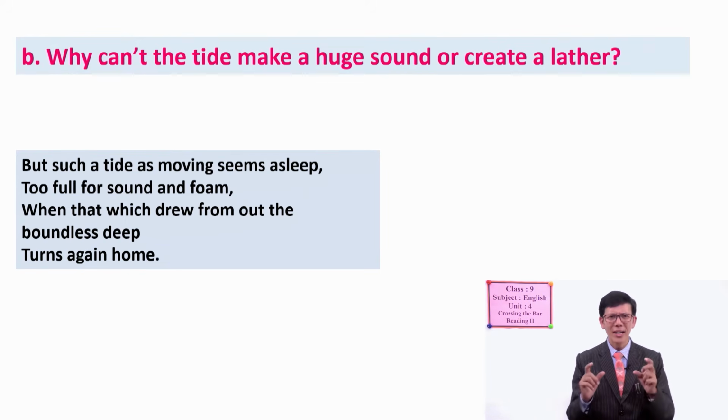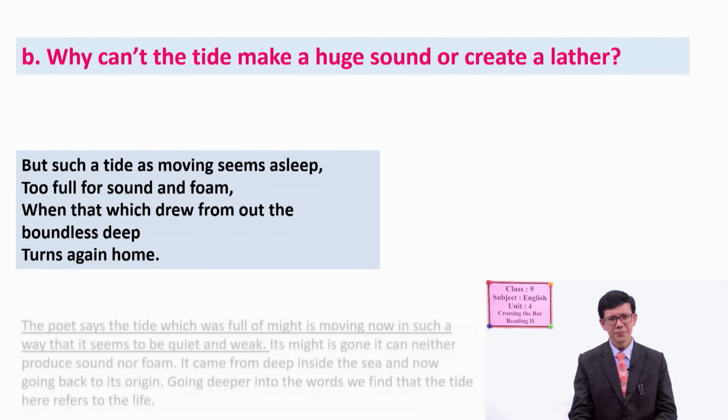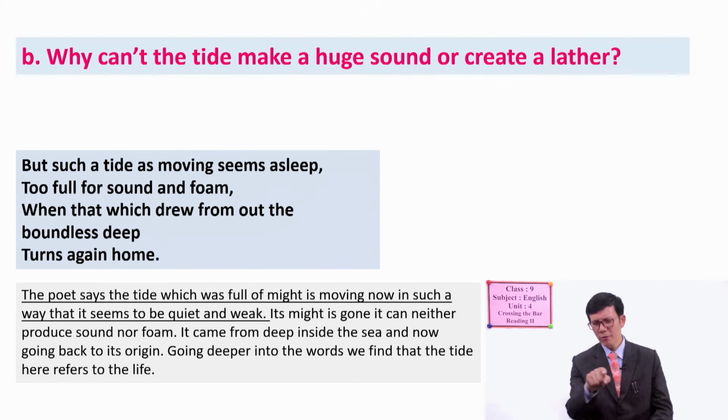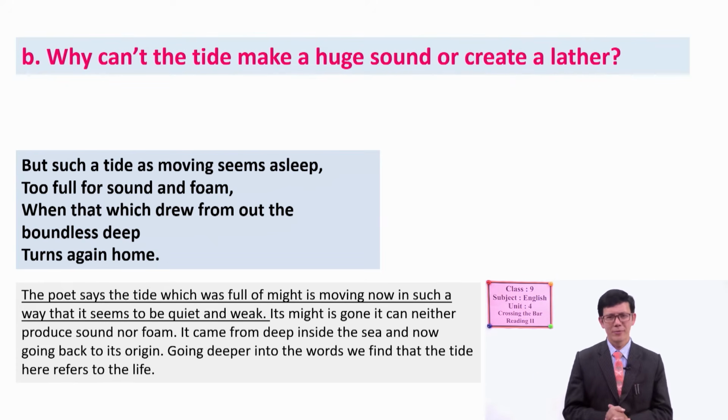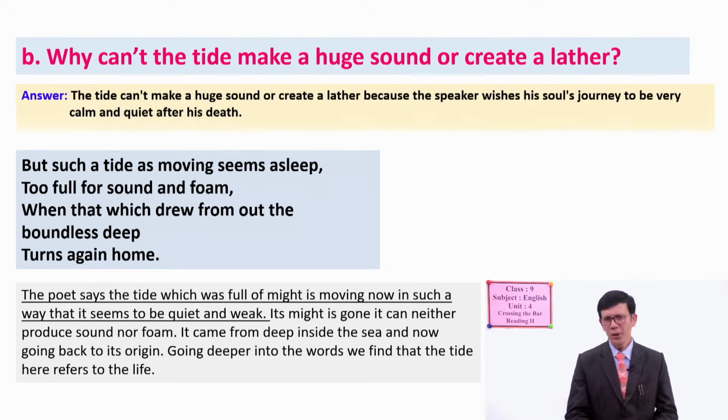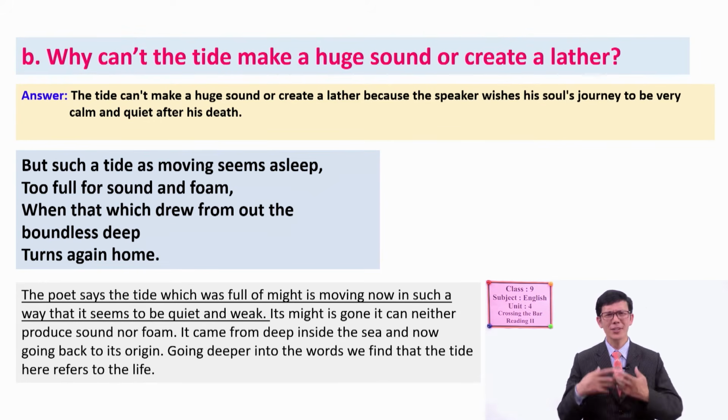So why can't the tide make a huge sound? The poet says the tide which was full of might is moving now in such a way that it seems to be quiet and weak. So it cannot make any sounds at all, right? So you can write simply there, because the speaker wishes his soul's journey to be very calm and quiet after his death. You can express and interpret your ideas from the very stanza.